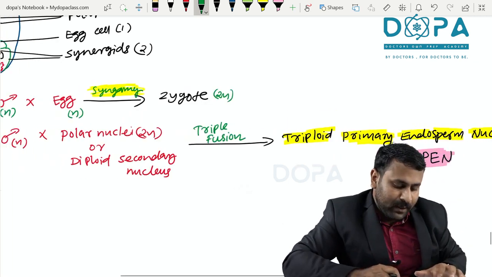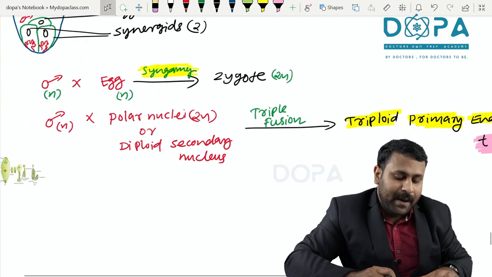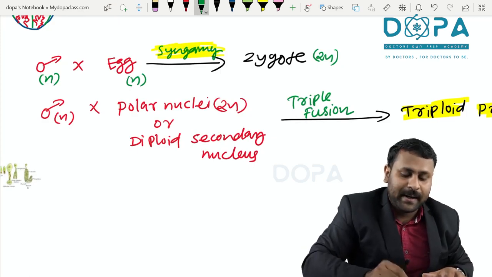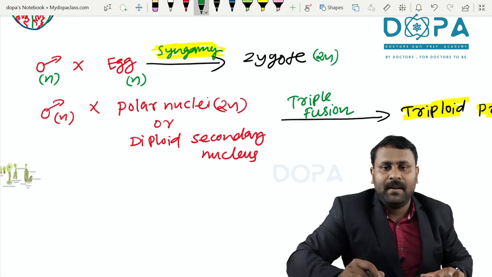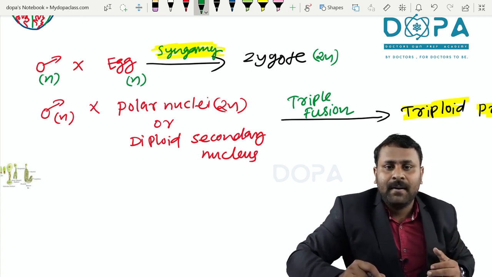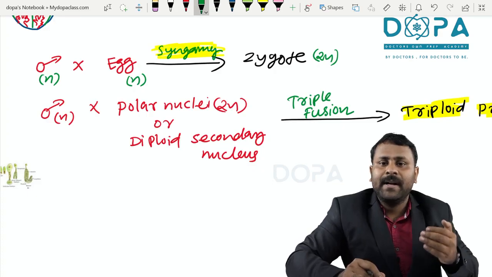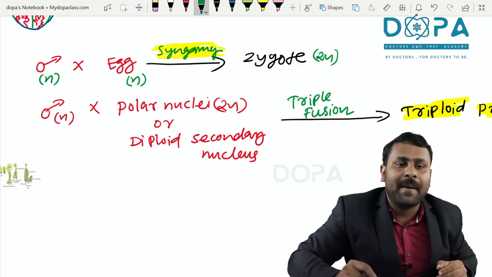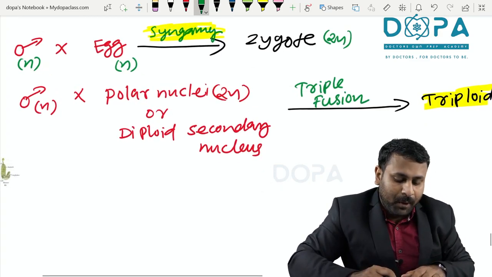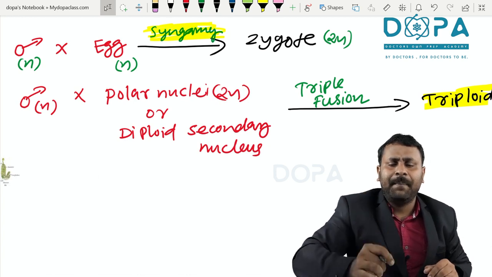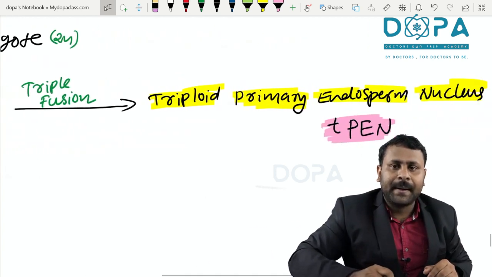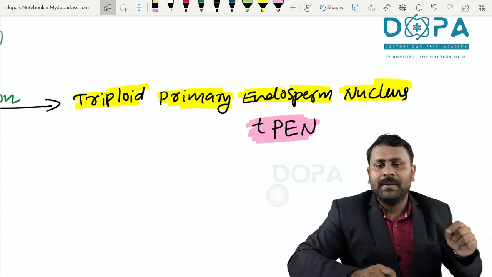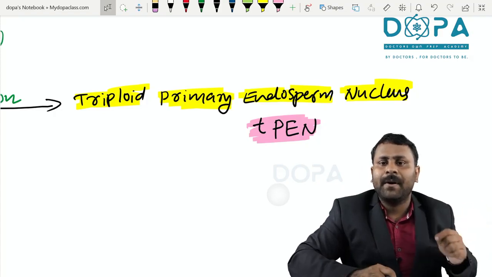So what happened? Totally 2 male gametes are discharged. 1 haploid male gamete fused with haploid egg and forms diploid zygote. That process is called zygamy. Then what do you mean by zygamy? Haploid male gamete fused with haploid egg and forms diploid zygote. Remaining haploid male gamete fused with polar nuclei, otherwise called diploid secondary nucleus, and forms triploid primary endosperm nucleus.